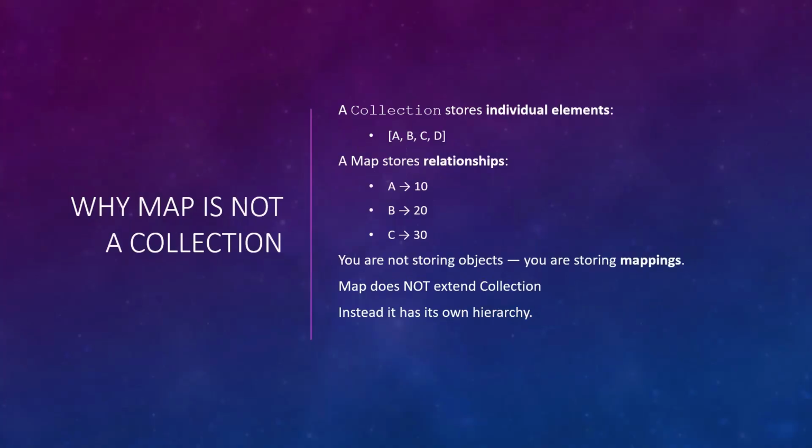A map is not a collection. Why is a map not a collection? A collection stores individual elements. A map stores relationships, as I already mentioned. A mapping to 10, B mapping to 20, C mapping to 30. You're not just storing objects. Actually, you're not storing objects. You're storing mappings. You're storing those relationships. Map does not extend Collection, but it does have its own hierarchy.